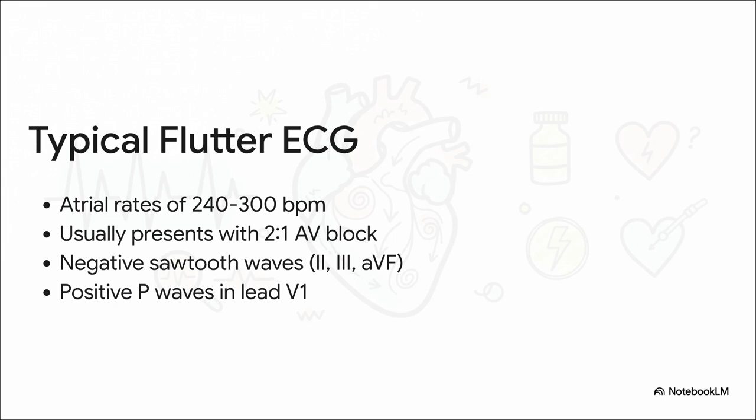Now, luckily for us, the AV node acts like a gatekeeper. It usually blocks every other beat, which gives us a 2-to-1 AV block and a resulting ventricular heart rate of about 140 to 150. If you look closely at the ECG, that counterclockwise typical flutter creates these very definitive negative deflections in the inferior leads. That's II, III, and aVF, along with positive waves in lead V1.